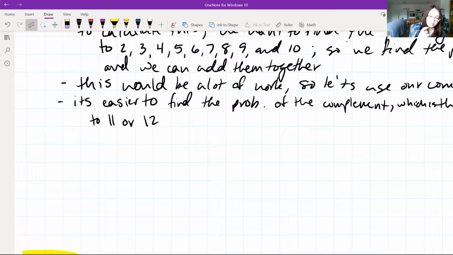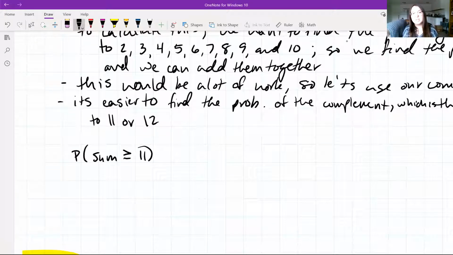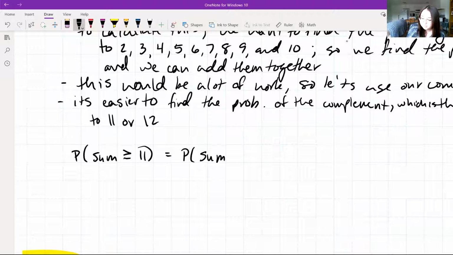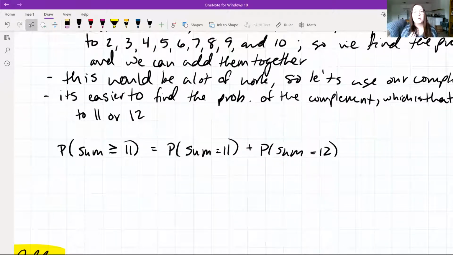So what we're going to calculate now is the probability that the sum is greater than or equal to 11. Since we know if we're rolling 2 dice, the highest value we can get is 12, since 2 6s would be our maximum. So if we want to find this, we know that it's equal to the probability of the sum equaling 11 plus the probability of the sum equaling 12. Remember, we have to think of the combinations that would give us each of these values.